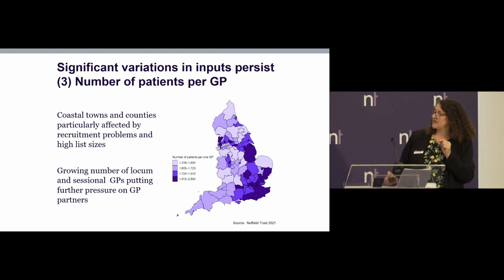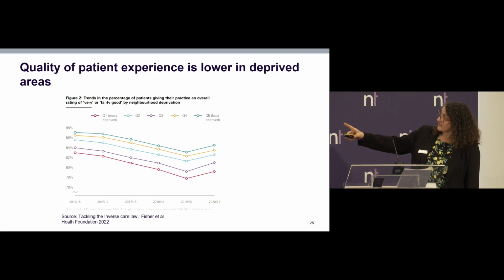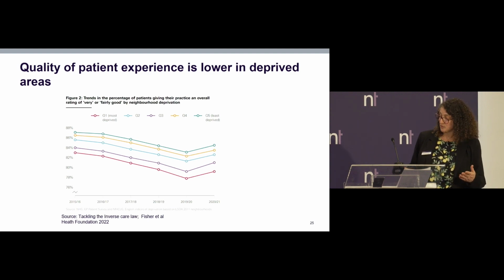But actually this figure, with the highest number in the darkest shaded area being 2,800 patients per GP, is probably misrepresenting the real difference, because as there are more and more sessional doctors working who are increasingly saying, I don't mind seeing the patients, but I'm not doing the paperwork, it's the partners in a practice who are absorbing that workload. So that figure probably doesn't represent the disparities that there actually are. And then there are differences in the quality of patient experience, which is lower in deprived areas. So the bottom line of that graph is the lower quintiles, and the top line is the higher quintiles. So there's less satisfaction reported by patients in more deprived areas.